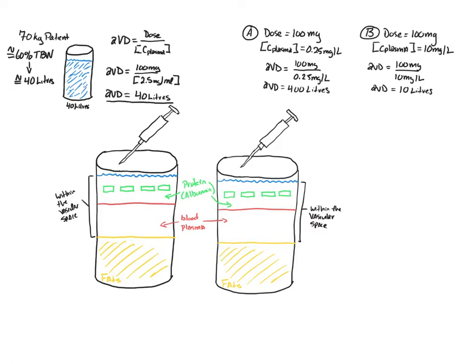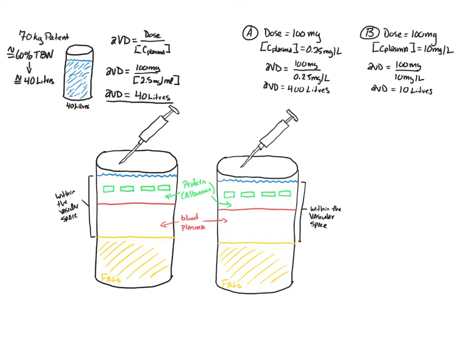So where we left off, we talked about body water, and we said that in a healthy 70 kilogram patient, approximately 60% of that patient's weight will be water. So 0.6 times 70 gives us about 40. It's actually 42 liters, but we just went ahead and simplified it to 40. And so we conceptualized the human as being a bag or a container of water that contains 40 liters.